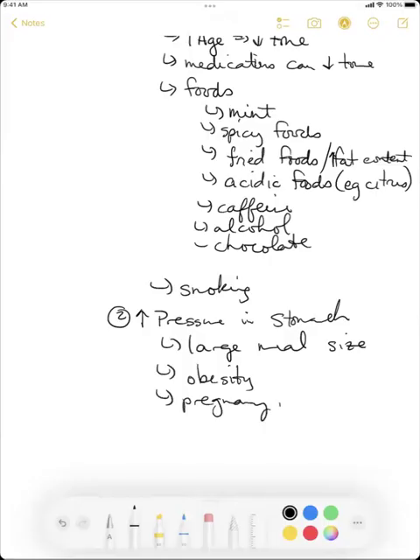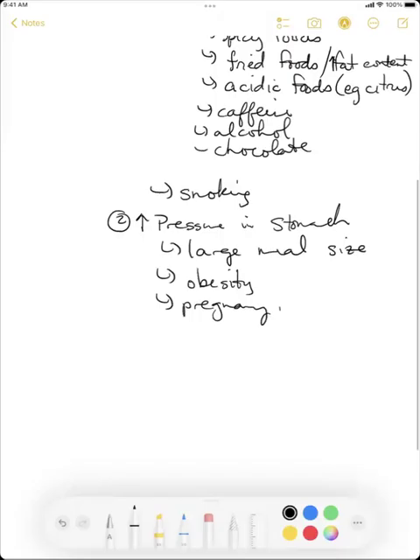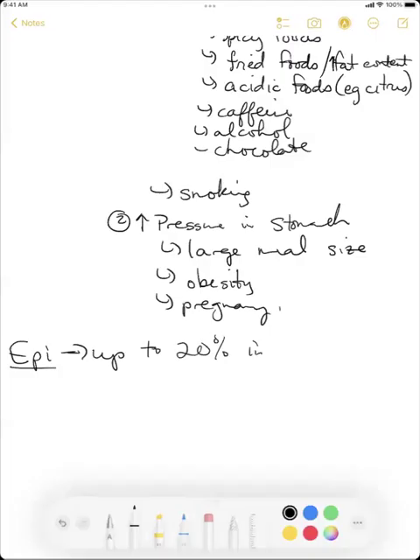Essentially, when we talk about the idea of GERD, if we look at who gets GERD, up to 20% of the population has it, so 1 in 5. And that's within North America. It's most common in people over the age of 40, but really anyone can get it. And men tend to get it more frequently than women.